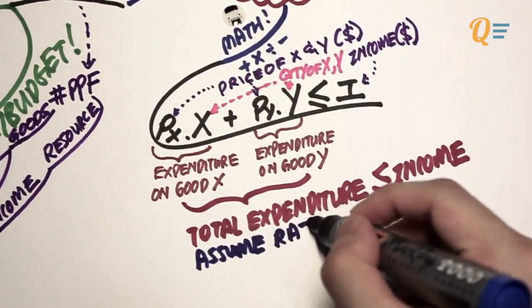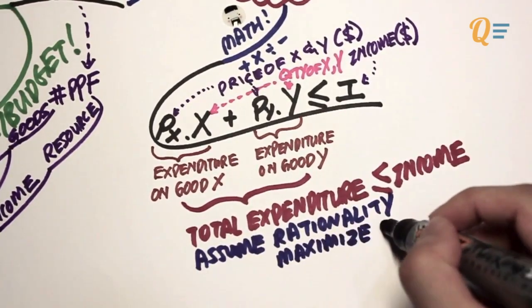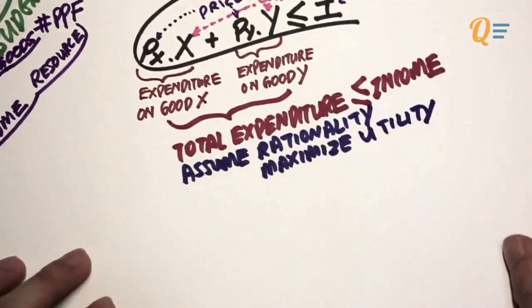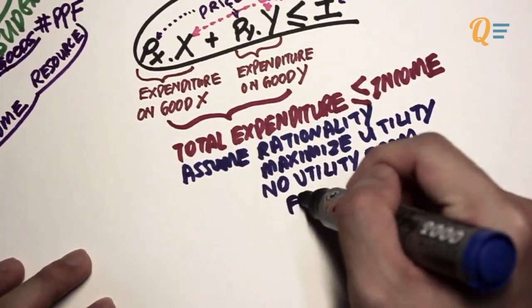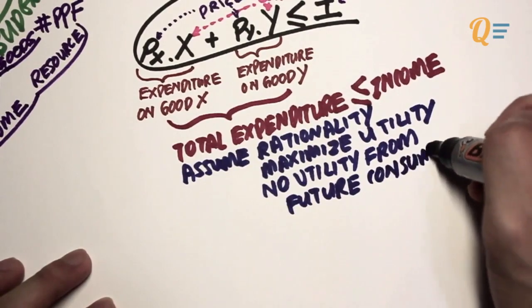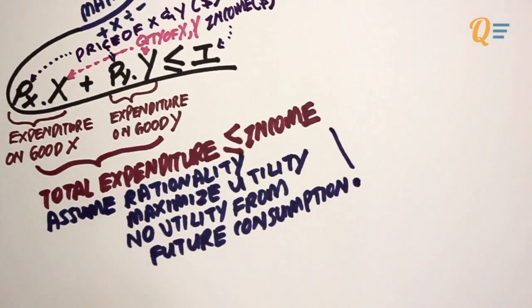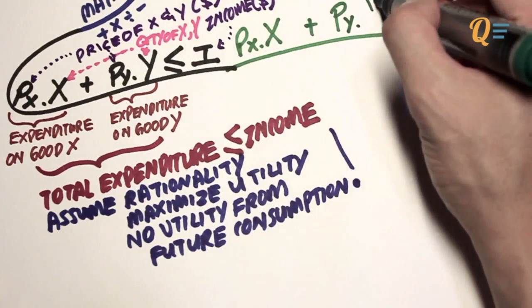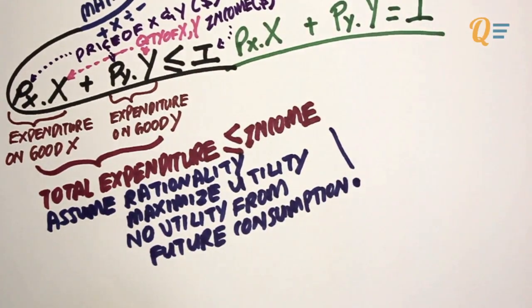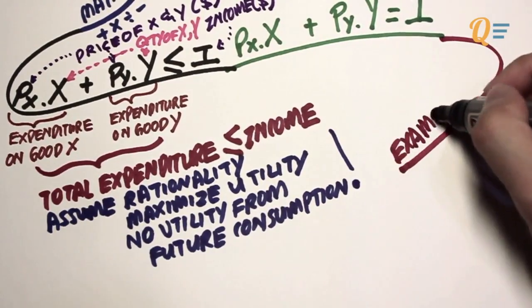So in economics, we assume that all individuals are rational. So they are going to maximize their utility by basically spending all their money. So there's going to be no utility derived from future consumption. So with these few assumptions in place, we can safely say that the individual will spend all of his or her income. So therefore, you get the budget constraint that looks like this. Instead of a less than or equal to sign, I just changed it to an equal sign.